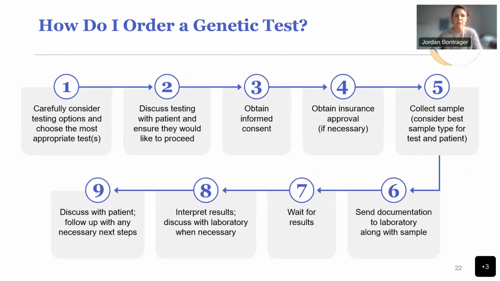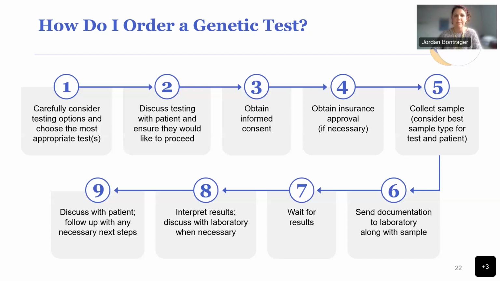So broad overview, ordering a genetic test, you want to carefully consider your test options, discuss with the patient, ensure they want to proceed with that test, get your informed consent, obtain insurance approval if needed, get the sample, whatever that sample might be, and it might depend on the test that you're doing what the most appropriate sample type would be. You send that sample along with documentation to the lab, wait for your results, and then interpret those results. And again, that's a big piece of this, is this interpretation. If you need to call the lab, they oftentimes do have genetic counselors or clinicians that can talk to you about the results and clarify anything that's unclear. So I would encourage you to utilize those resources, and then discuss with the patient and follow up with any necessary next steps.